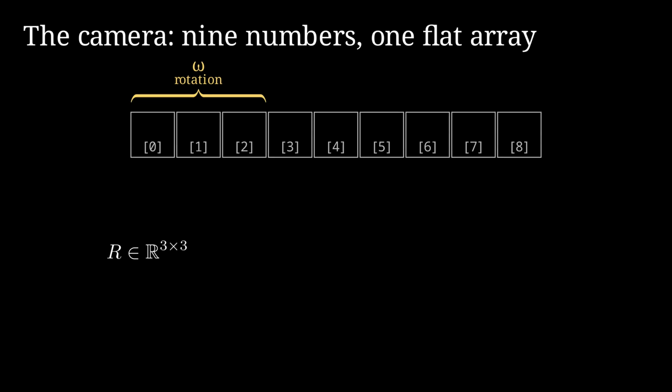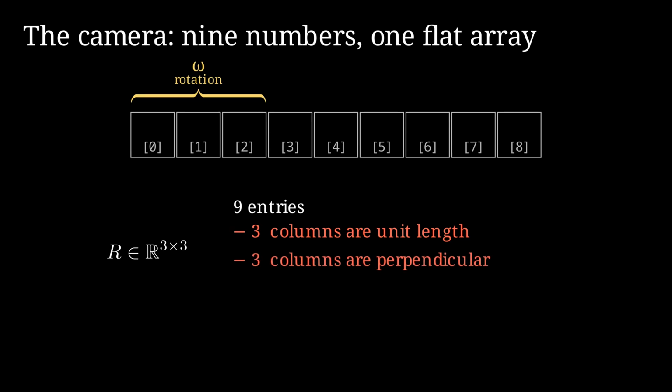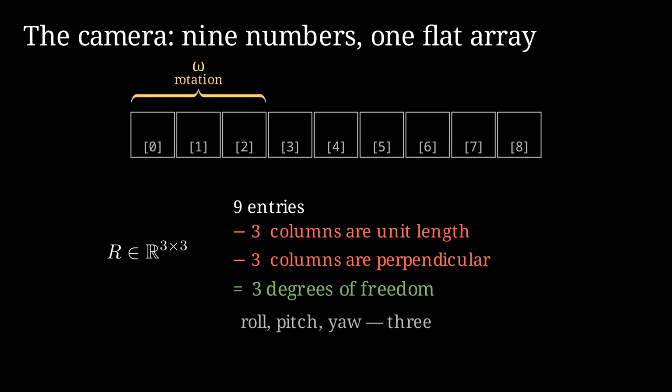Now, a rotation in 3D is normally a 3 by 3 matrix, 9 numbers. So how do we get away with 3? Because those 9 numbers aren't free. The columns have to be unit length and they have to be perpendicular to each other. Once you impose all that, there are only 3 genuine degrees of freedom left in a rotation. Roll, pitch, yaw. 3. So this is the honest minimal way to store one.